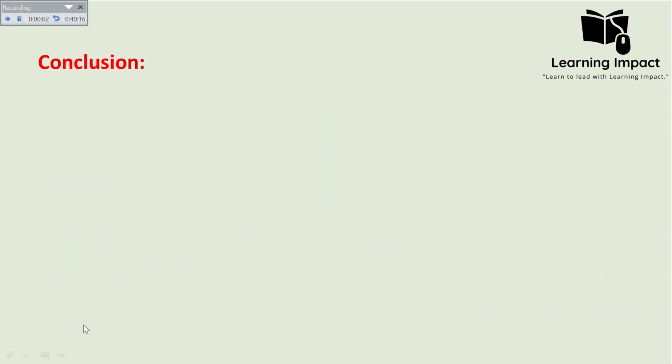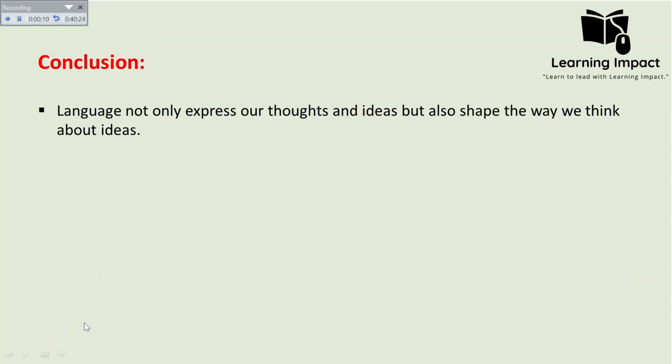Then at the last, we will conclude the Sapir hypothesis. If we summarize it into four or five sentences, what would that be? First, according to Sapir-Whorf, language not only expresses our thoughts and ideas, but it also shapes the way we think about ideas. It means that it is shaping our perception.